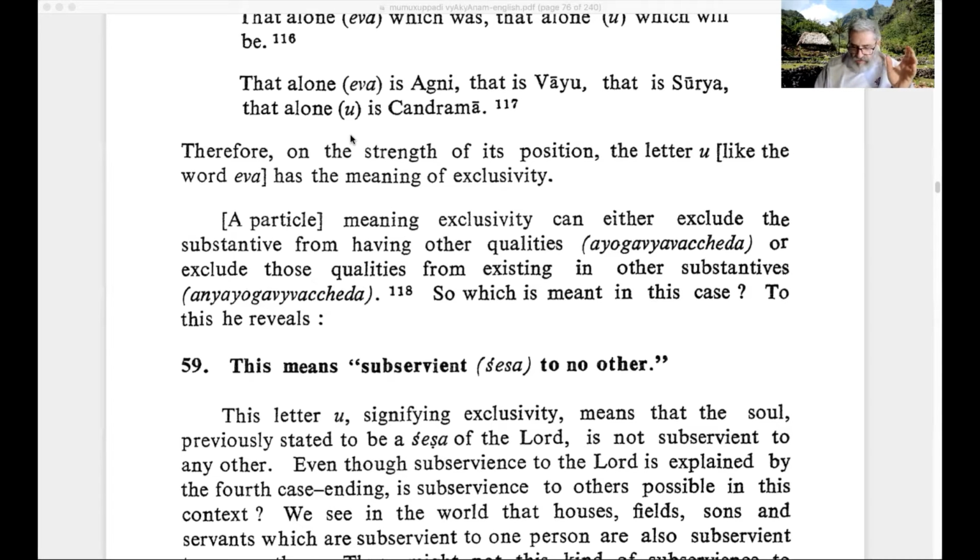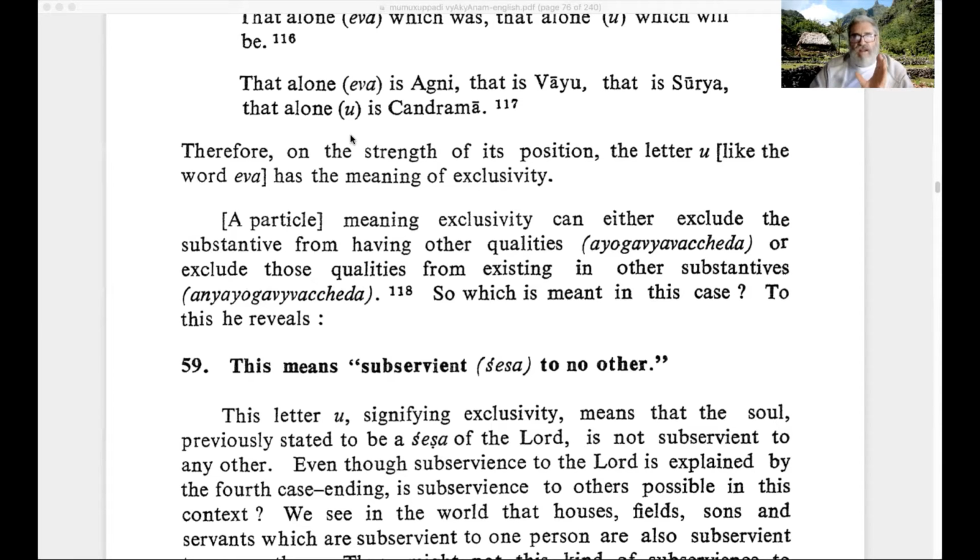You don't need to remember the Sanskrit technical terms, but these are two different ways of understanding exclusivity. Normally, word order in Sanskrit would determine which form of exclusion is meant. But in a compound, and remember we're considering Omkara, A, U, and M to be a compound, there might be some confusion. Here, the letter U in the pranava or Omkara is said to represent ayoga vyavacheda, the first type of exclusion, meaning that the soul is subservient to none other than the Lord, though other things, such as insentient matter and divine attributes, are also the Lord's sheshas or servants. So the soul is subservient to the Supreme Lord and none other.